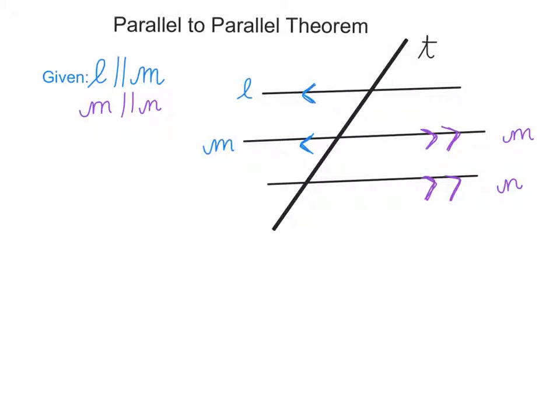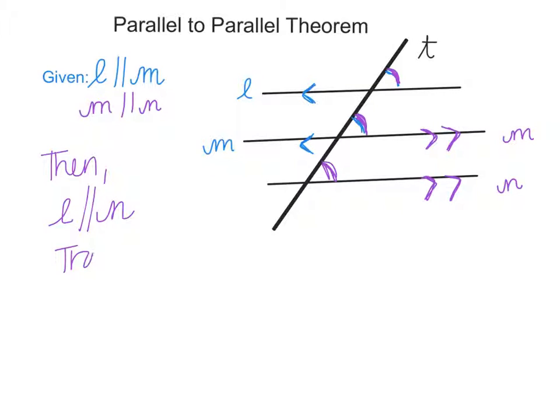So I know that L and M are parallel, okay? So that tells me that this angle here and this angle here are corresponding angles and they have to be congruent. Now I also know that M and N are parallel, so this angle here and this angle here are corresponding angles, and so they're congruent. So that must mean that this angle up here at the top is congruent to the one in the middle and the one at the bottom, okay? So if those angles are all congruent, then line L is parallel to line N.